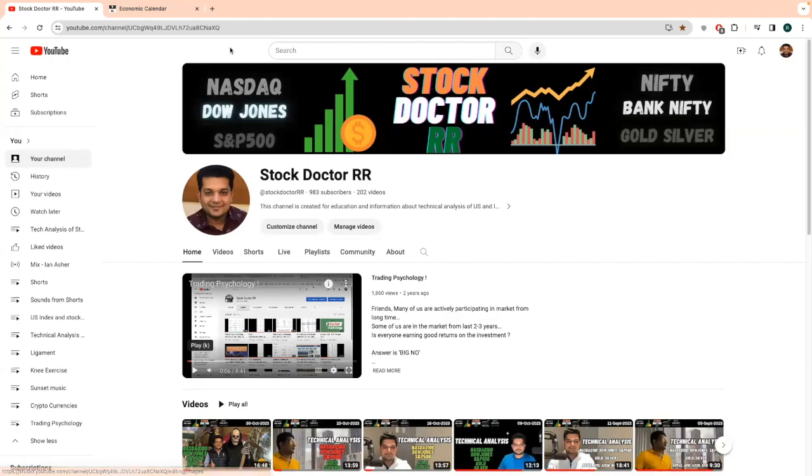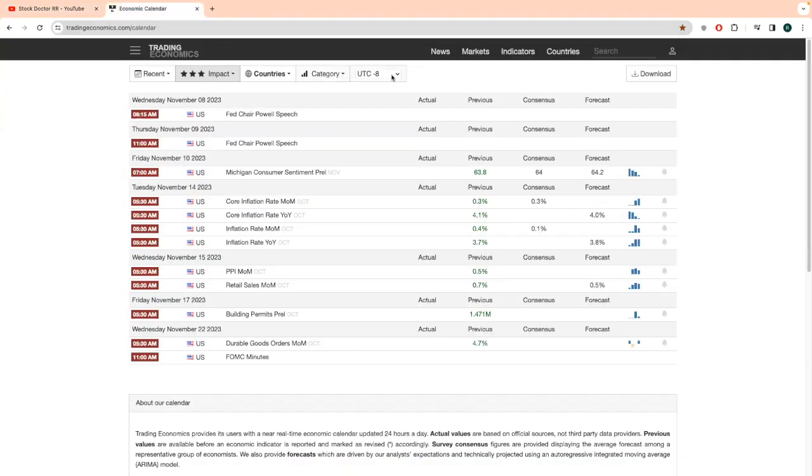First, we'll go and see the economic calendar. There are some events coming this week and next week. We have Fed Chair Powell's speech on Wednesday, then on Thursday also. So you will see some movements in the market after the speech. And next week, November 14th, we have the important data coming, that is CPI data. So this week, Wednesday, and next week, Tuesday is very important.